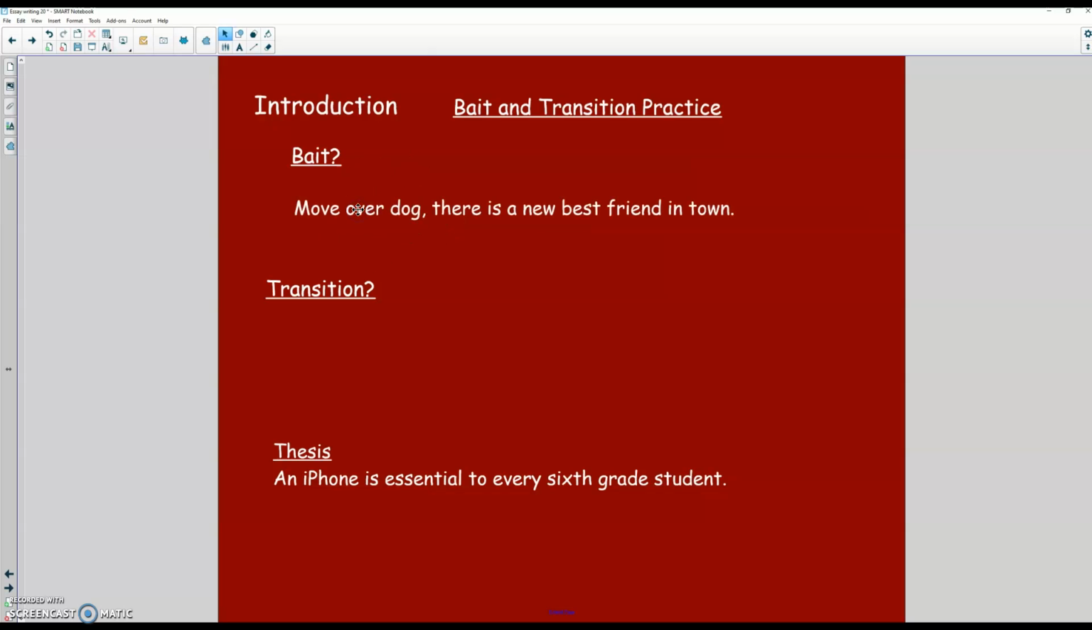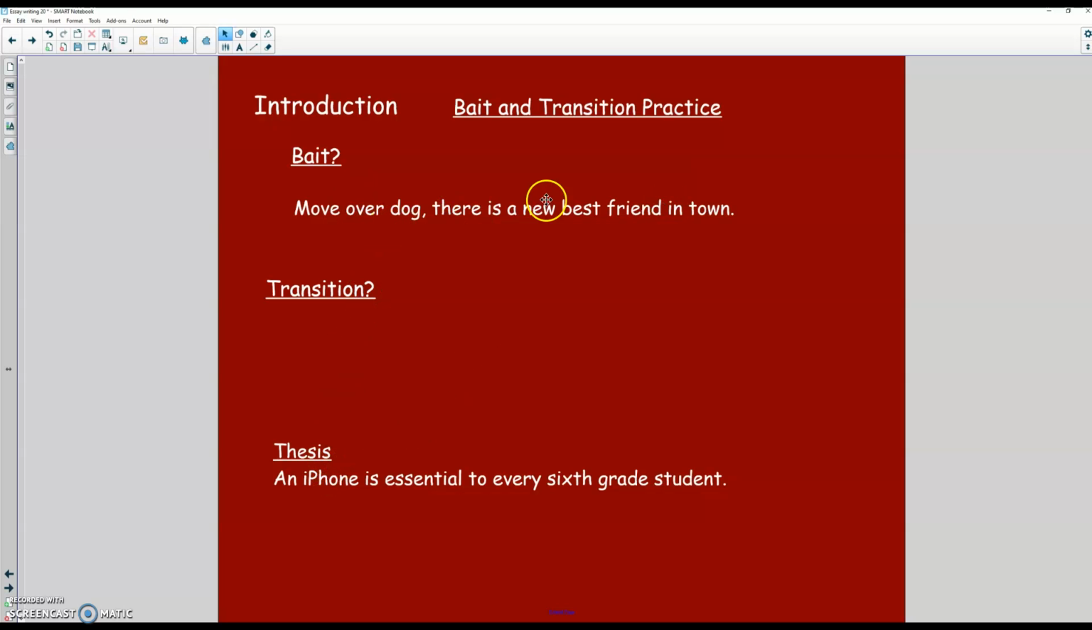And let's see what I wrote. And actually, I didn't write this. This was a student who wrote this a few years ago. Move over, dog. There's a new best friend in town. Okay. So we can all relate to pets and dogs and how they're man's best friend. So this appeals to more people than maybe my thesis. So I want to grab the readers. I think you know where this might be going. The new best friend in town is going to be the iPhone.